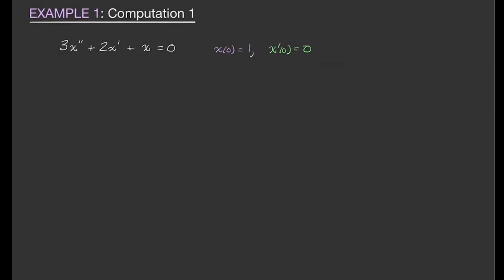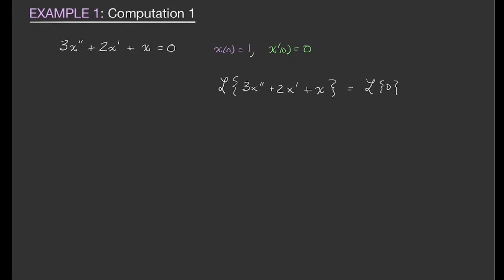Suppose we have this initial value problem. On the left-hand side, we have a linear constant coefficient differential equation. It doesn't have to be homogeneous, but it happens to be. We also have 2 points of initial value information. Since it's a second order differential equation, we need to have 2 points of initial value information. We do, so we're good to go.